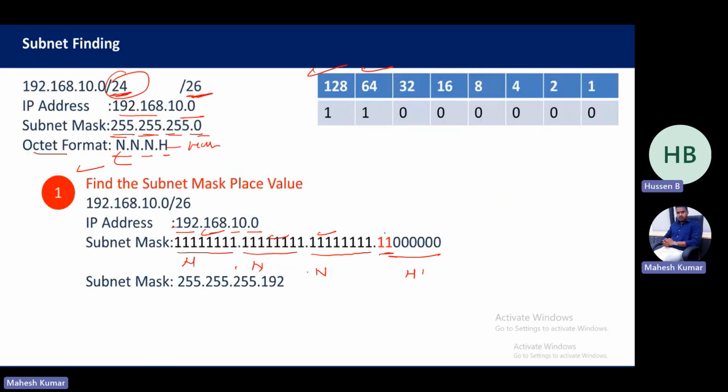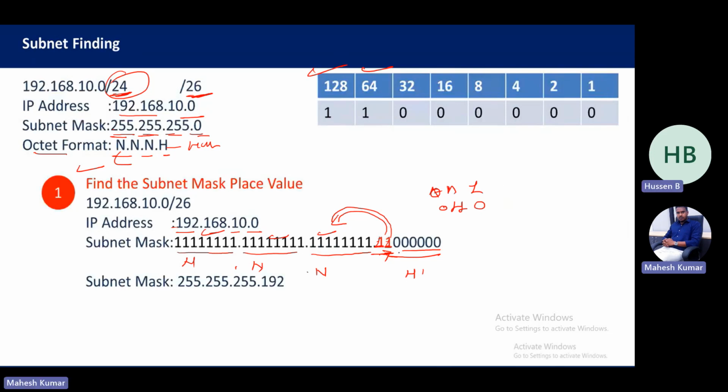Now we are borrowing, because our requirement is fulfilled with 6 bits, right? So in the last octet we need to borrow from the host to the network. When you borrow any bit from an octet, that bit also becomes a network bit. That is why this is a 1 and 1. The rest are host bits, and we know an on bit we call 1, and an off bit we call 0.